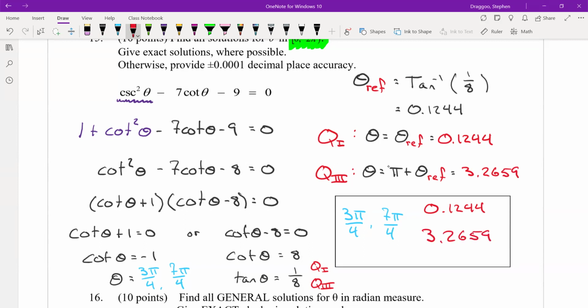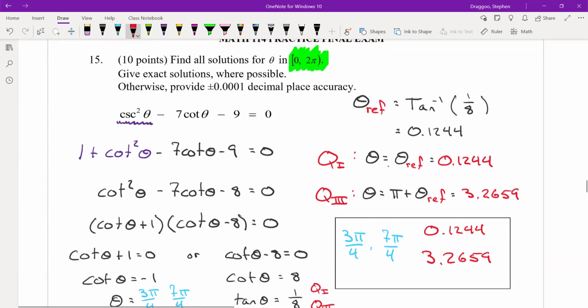3.2659. And that should be it. Those would be all of our solutions. 4 angles all together that solve the original equation.